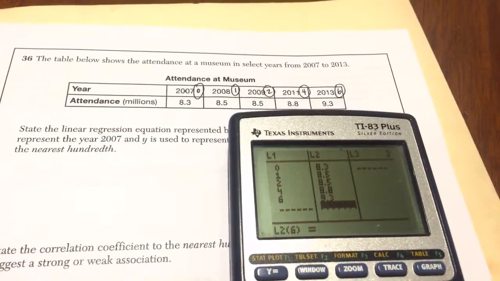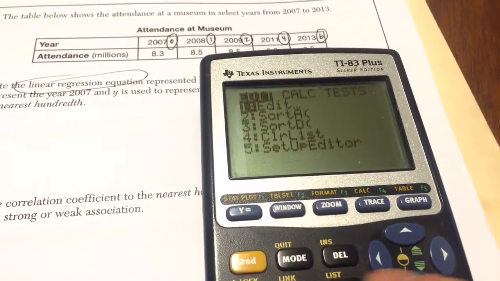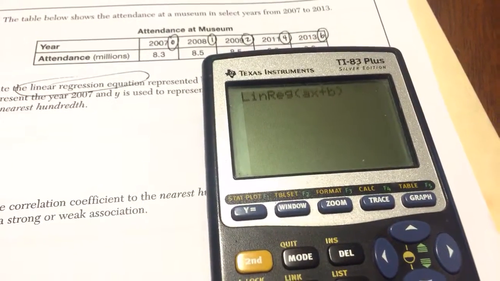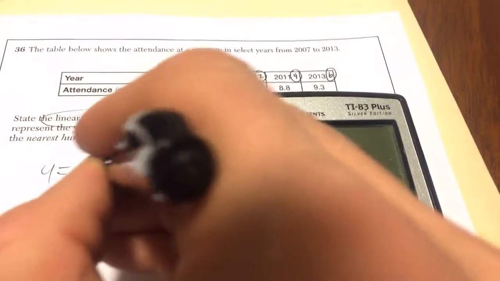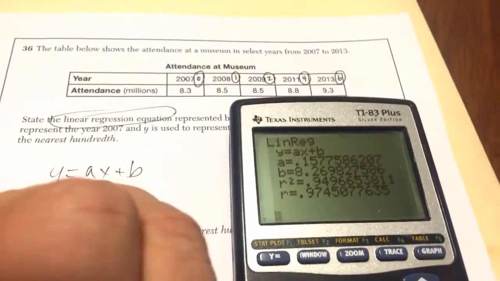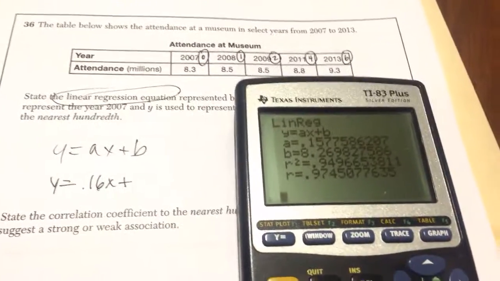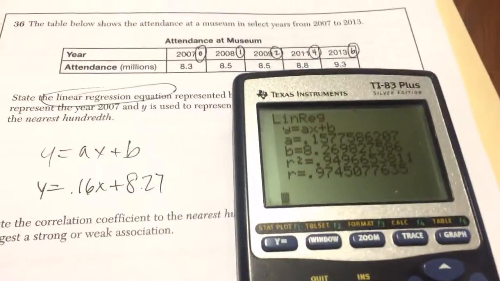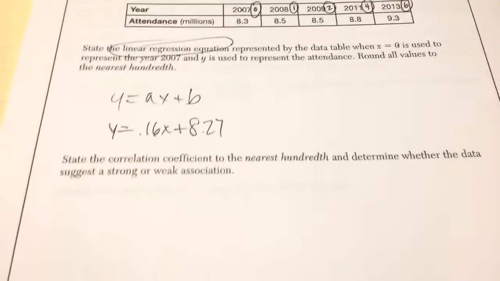They want you to find the linear regression equation, so I'm going to go back to Stat, over to Calc, down to linear regression. I hit Enter. I want to take the y equals ax plus b, and I want to round to the nearest hundredth. So I should have y equals 0.16x plus 8.27. This would give you full credit. This problem is strictly for the calculator.